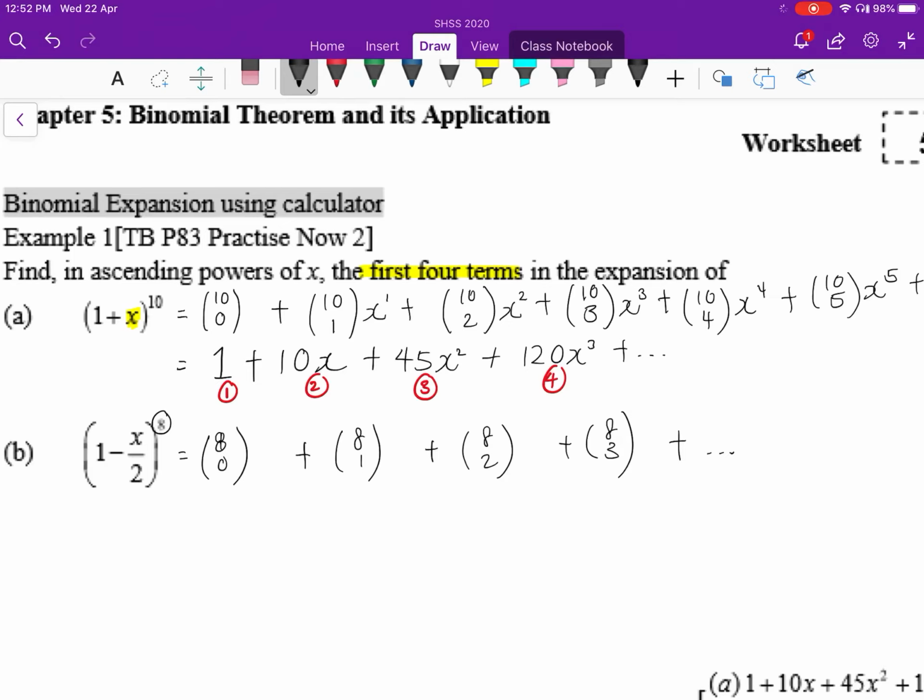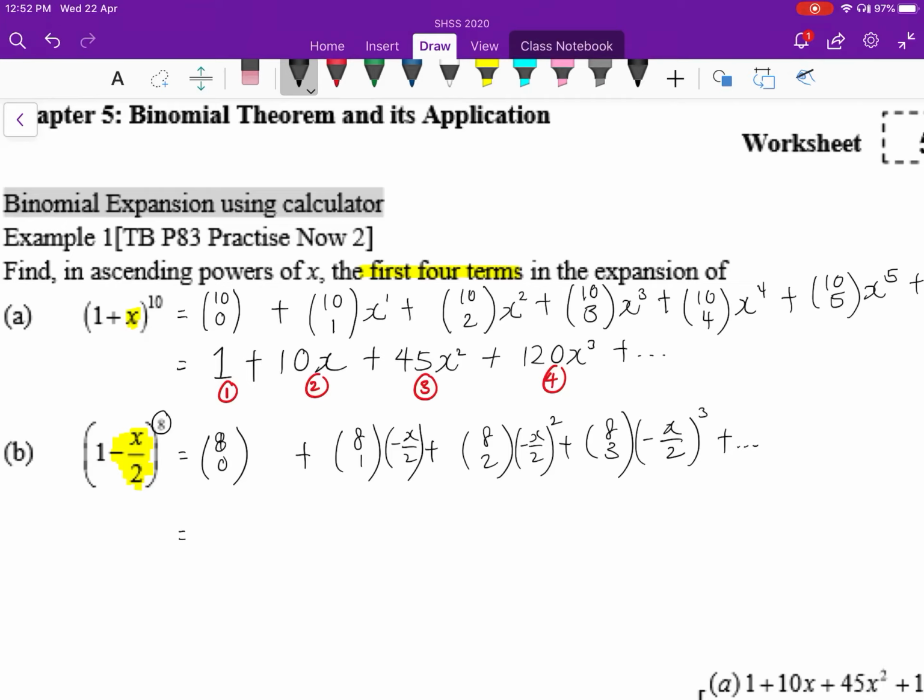The first one, no algebra. The second one, follow the algebra, which is negative x over 2. The third one, follow the algebra, negative x over 2, but this time with a square. The fourth one, follow the algebra, negative x over 2, with a cube. Now, let's work out our working. It's the same thing that I'm doing, except that this algebra is not just x, but it's negative x over 2.